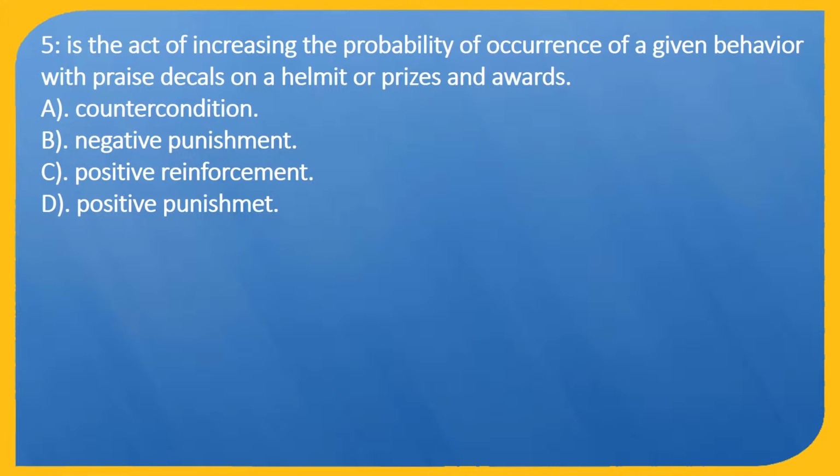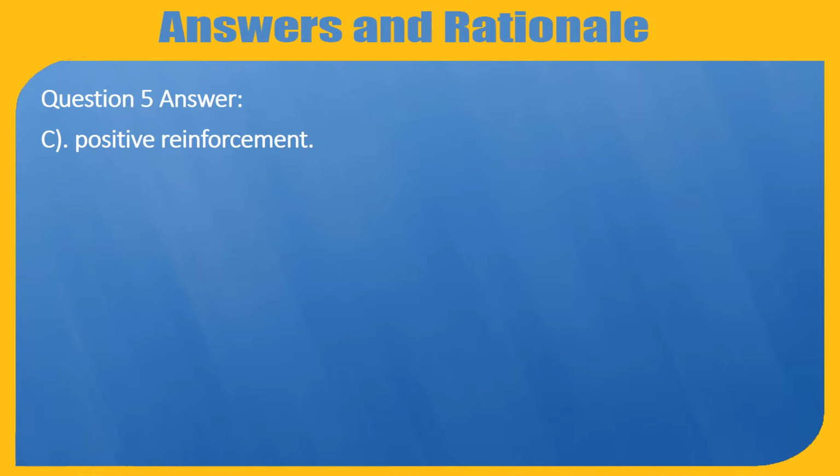Question 5: is the act of increasing the probability of occurrence of a given behavior with praise, decals on a helmet, or prizes and awards? A. Countercondition. B. Negative punishment. C. Positive reinforcement. D. Positive punishment. Question 5, answer C. Positive reinforcement.